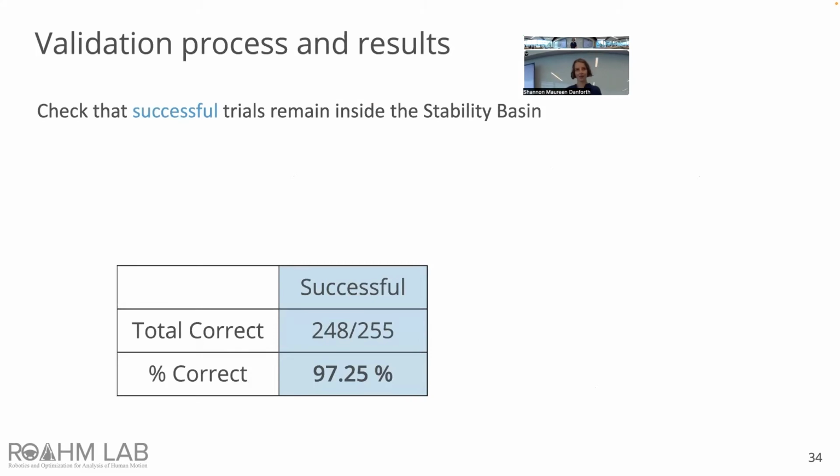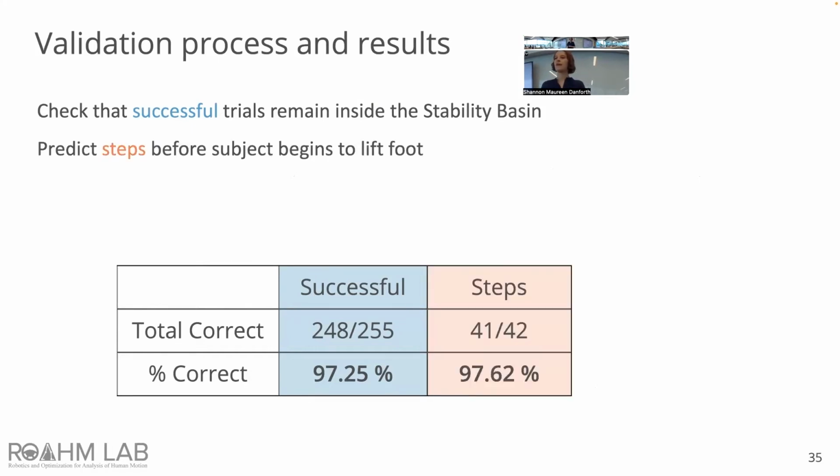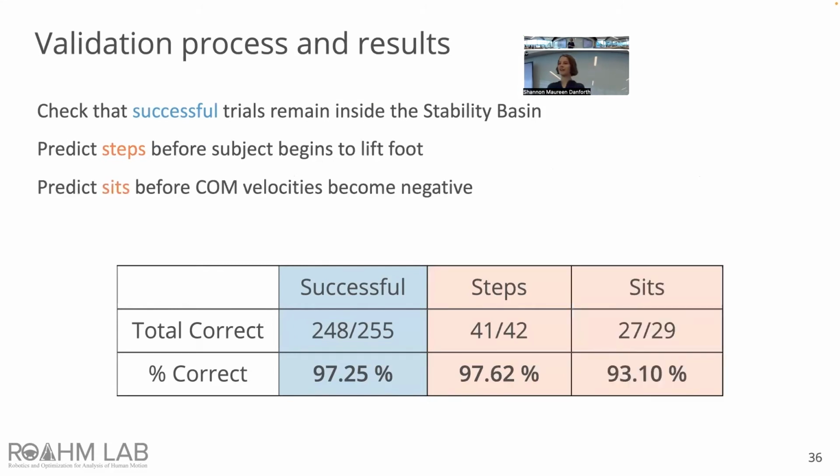So we conduct this validation process across all subjects and trials. And we first check that successful trials remain inside the stability basin. And then we predict steps before the subject begins to lift their foot and sits before center of mass velocities become negative. And as we can see here, we're over 90% accurate across all subjects and trials here in characterizing a stable region between those successful trials and the failed trials where a step or sit occurred.